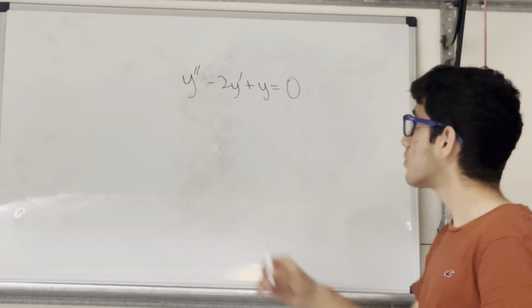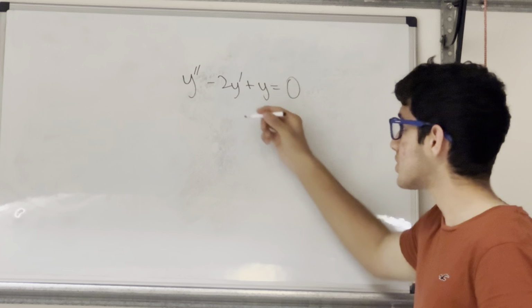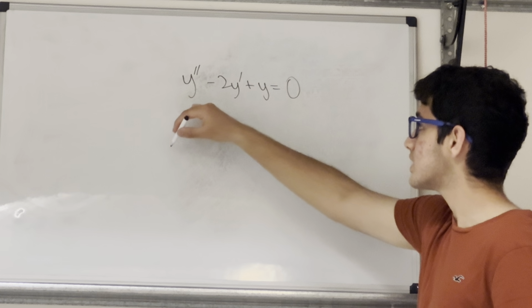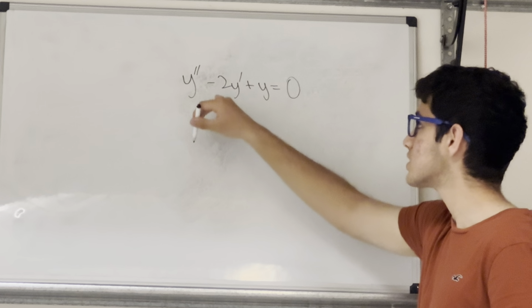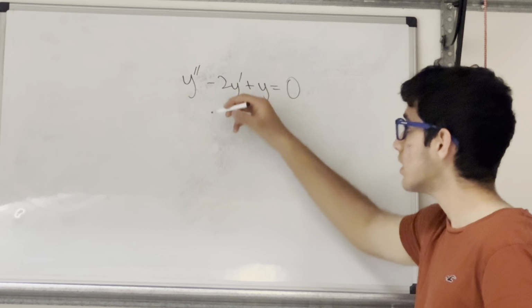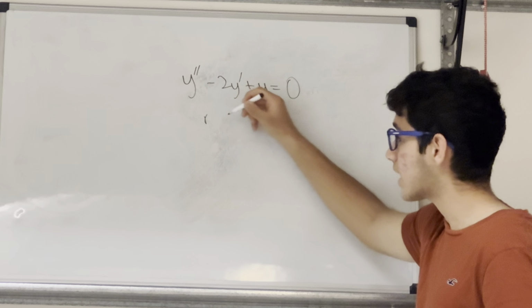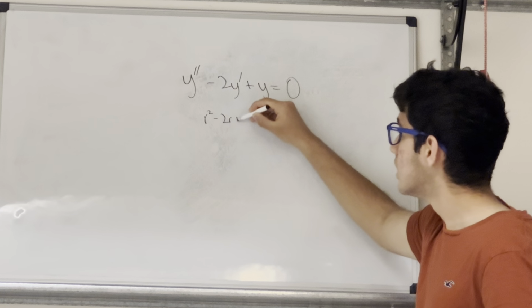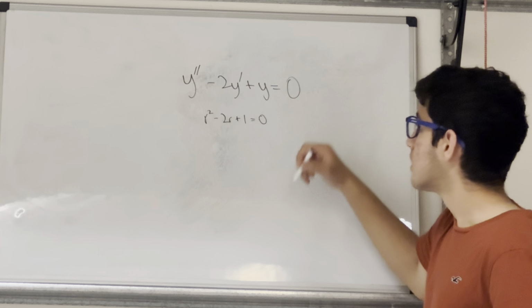So far, when we try to solve these, we realize that we can set up a characteristic equation. The characteristic equation essentially takes these coefficients. This will be a 1, this will be a negative 2, this will be a 1, and you plop them into a characteristic equation. So that will just become r squared minus 2r plus 1 equals 0.